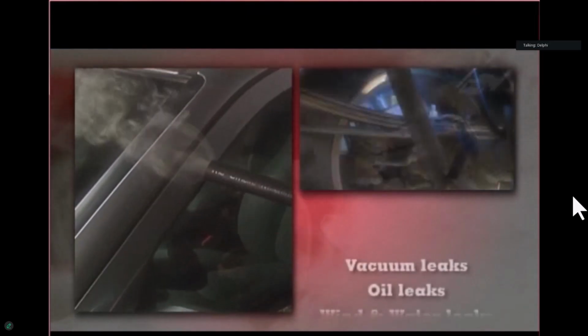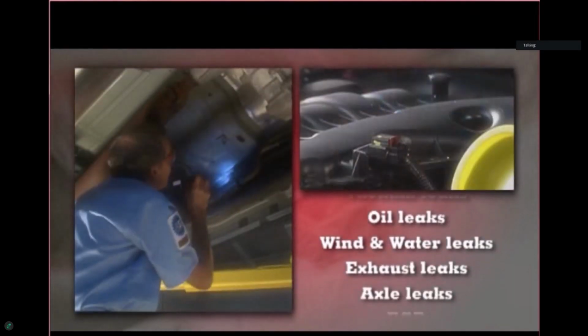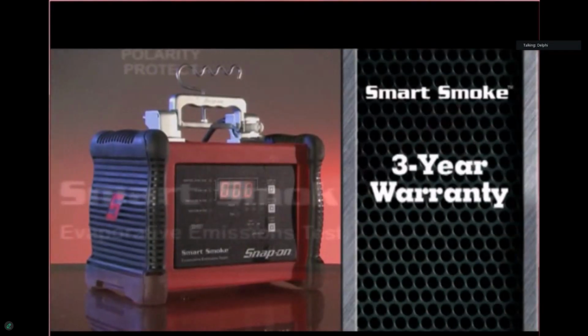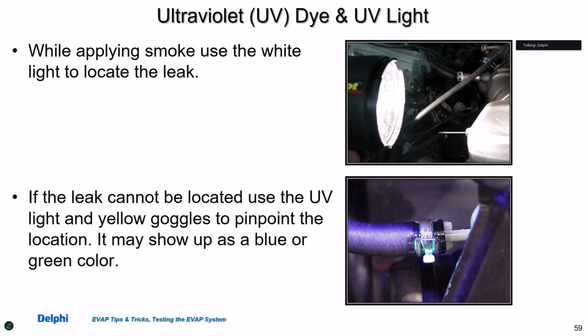Smart Smoke detects many types of leaks. 1 unit, many ways of generating profit. And it's all backed by a 3-year warranty. So remember, with Snap-on or any smoke machine, you can use it for other things.